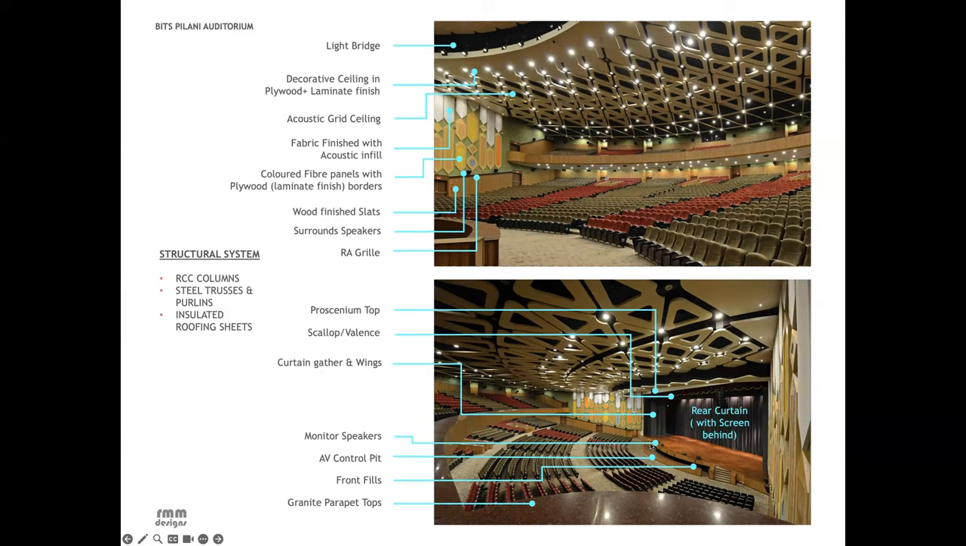Again, we have three different kinds of curtains. You've got the main curtain in front. There's a rear curtain which covers the screen. We've got a big screen at the back. Here, there was no space to have a motorized screen which goes up because we didn't have that much headroom. And then we've got a mid curtain over here.